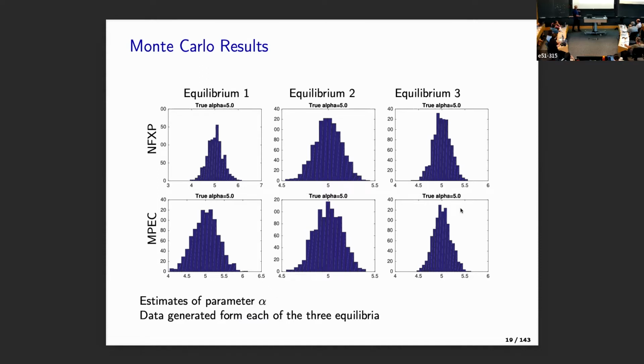And so here we have alpha, true value is 5. And it seems to kind of nail it in all these different cases. You have these 2 different implementations supposed to give the same thing. Okay. And these are generated from each of these different equilibria. It was easy to do the nested fixed point algorithm here, right?